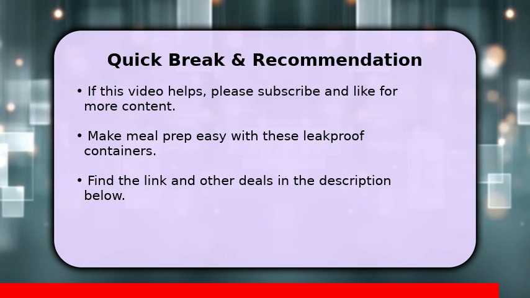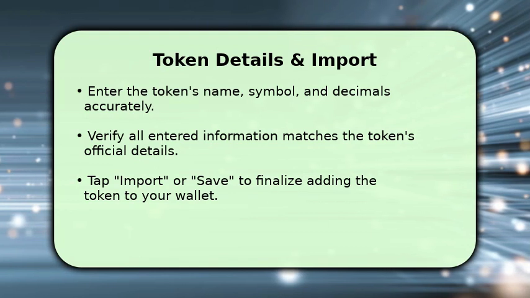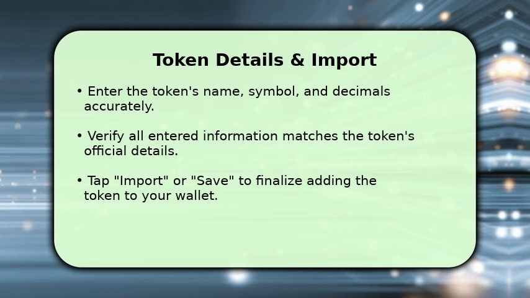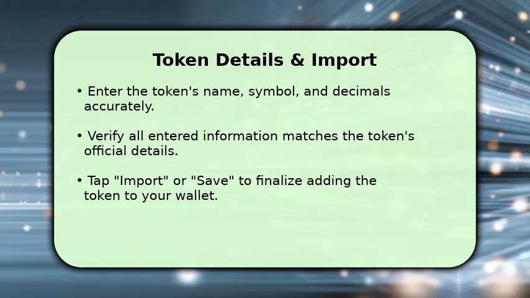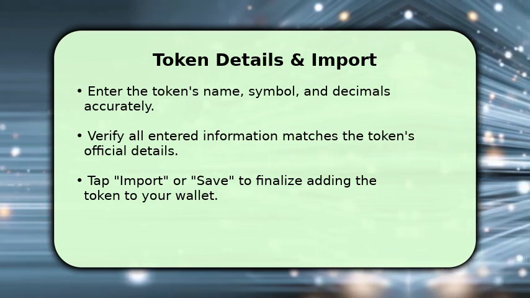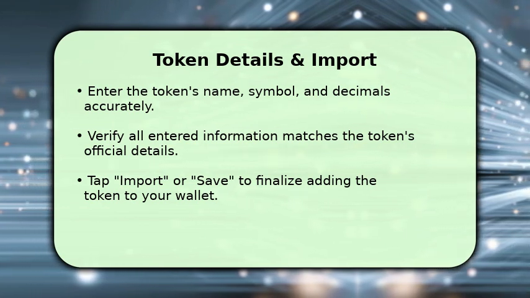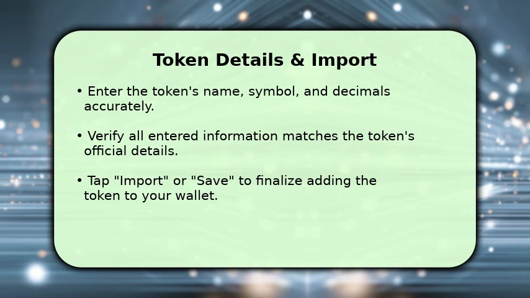Now, let's get back to the video. After pasting the contract address, the token's name, symbol, and decimals should often autofill. If not, you'll need to enter these details manually, ensuring they are perfectly accurate. Always verify all the entered information against the token's official details from a reliable source. Finally, tap Import or Save to finalize the process and successfully add the token to your Trust Wallet.